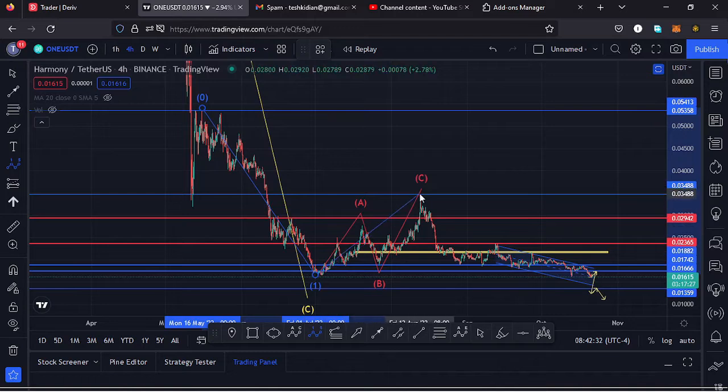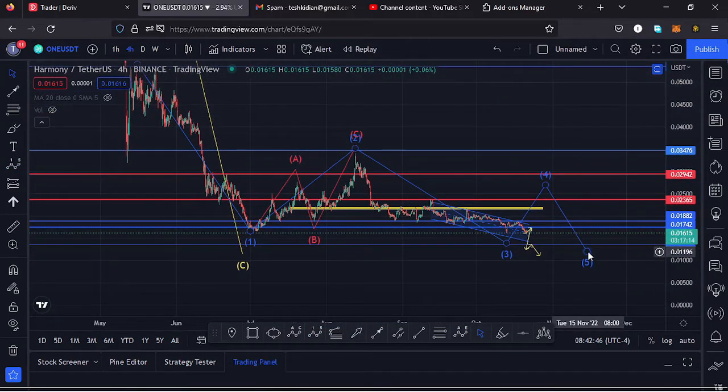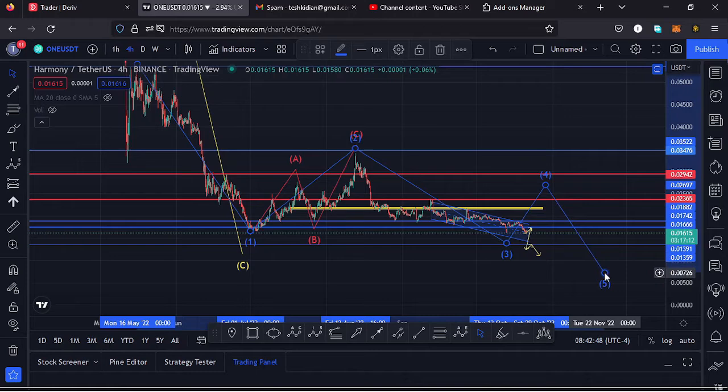side. Then we saw a wave 2 to the upper side. Then whatever we are seeing in this impulsive movement that we are in, this is a wave 3 to the lower side. Then I would expect a wave 4 and then a wave 5. And once the wave 5 plays out, we'll also have a new low here on the Harmony 1 chart. And once that plays out, I would expect a very nice bounce to the upper side and maybe take us back to an all-time high.